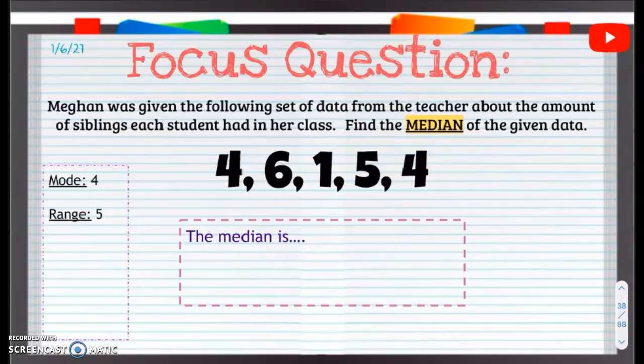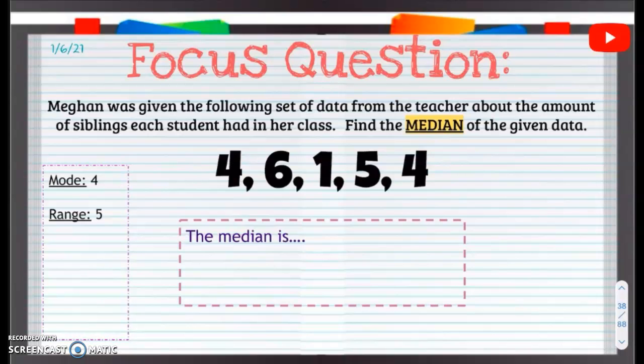January 6th, 2021 focus question. Same thing we did the past two days. Same information, same data. So Megan was given the following set of data from the teacher about the amount of siblings each student had in her class. Find the median of the given data.